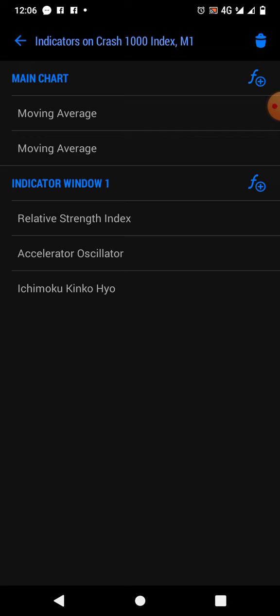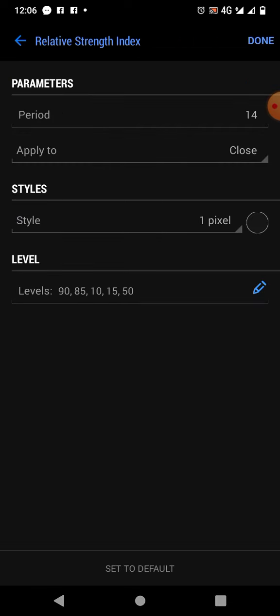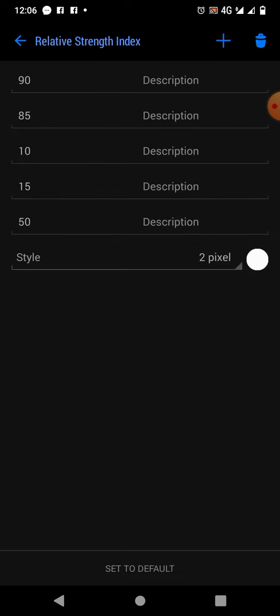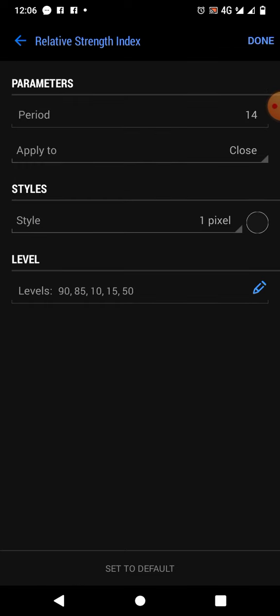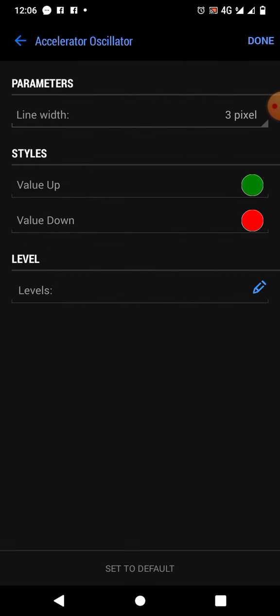The next indicator is the relative strength index, period 14, apply to close, style 1 pixel, and then we have the levels: 90, 85, 10, 15, and the 50 level. The 50 level is normally for take profit, guys. Then the next one is the accelerator oscillator, line width 3 pixel, value up green, value down red, and when you're done, you click on done.